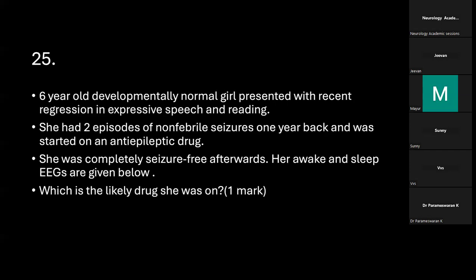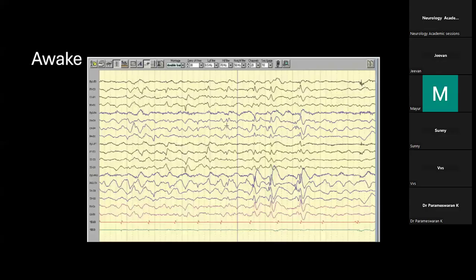Number 25, a 6-year-old developmentally normal girl presented with recent regression in expressive speech and reading. She had 2 episodes of non-febrile seizures 1 year back and was started on an anti-epileptic drug. She was completely seizure-free afterwards. Her awake and sleep EEGs are given below. Which is the likely drug she was on? Awake recording and sleep recording.